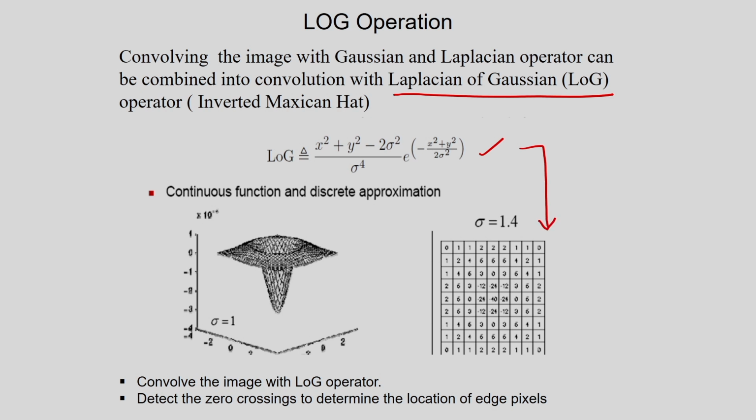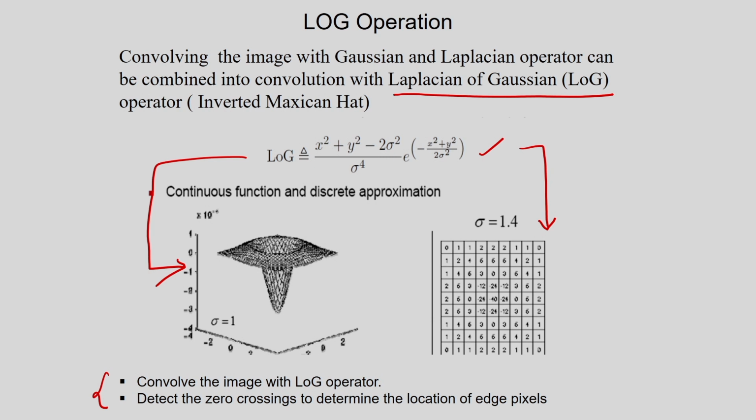If I consider sigma equal to 1.4, sigma is the parameter that controls the extent of blurring. And you can see the shape of the LoG function, which is something like a Mexican hat. So we have to follow these two steps: convolve the image with the LoG operator, and after this detect the zero crossings to determine the location of the edge pixels. So this is about the LoG operation.